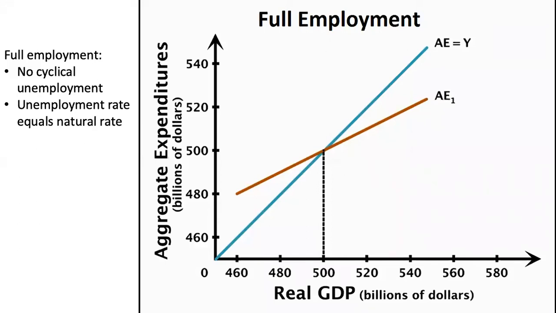And so we define this to be full employment GDP, and let's say for this example, we're going to carry this through, that's $500 billion. So our full employment GDP is $500 billion.